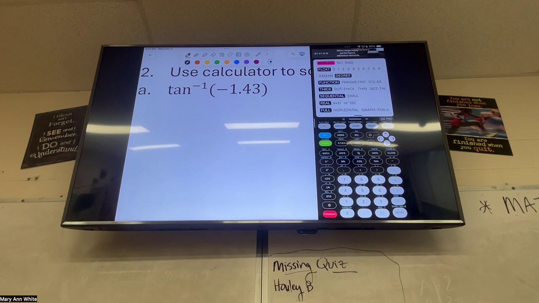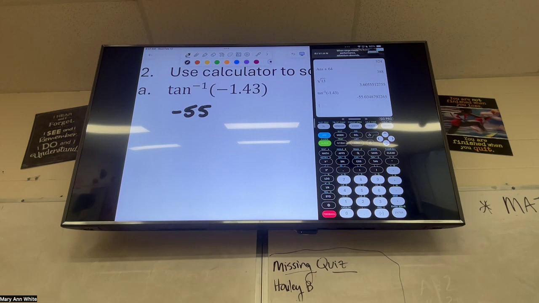There can be a calculator and non-calculator section for it. There will be on this test. Second tan -1.43. Now this answer is -55.0349.